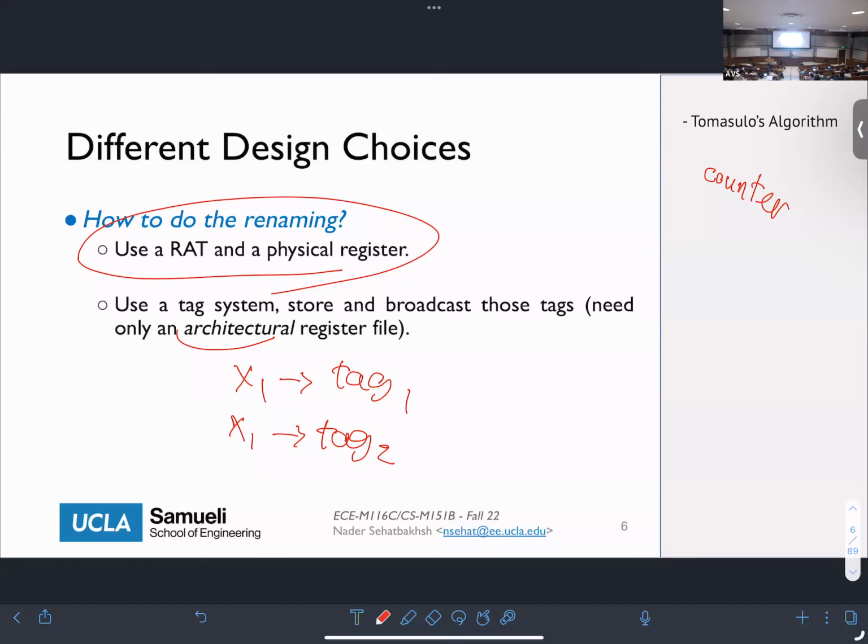Question. What does RAT stand for? So RAT is register alias table.